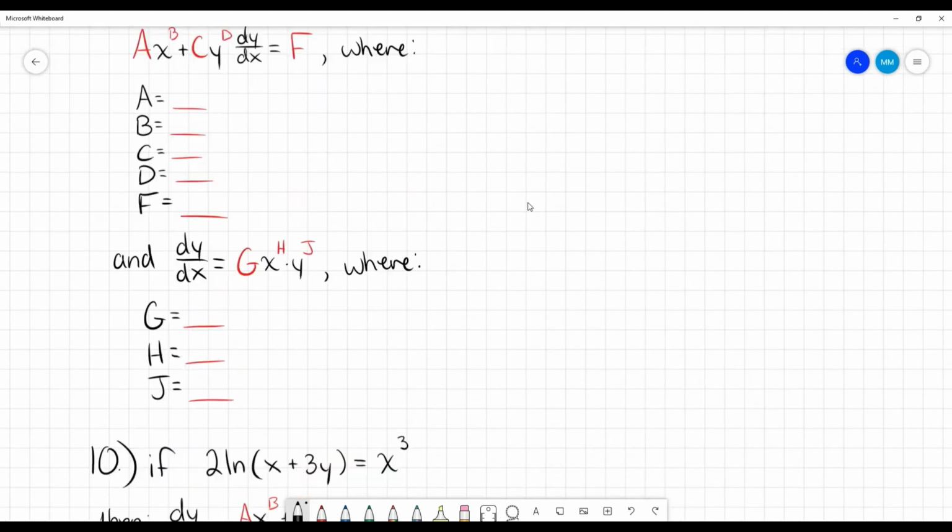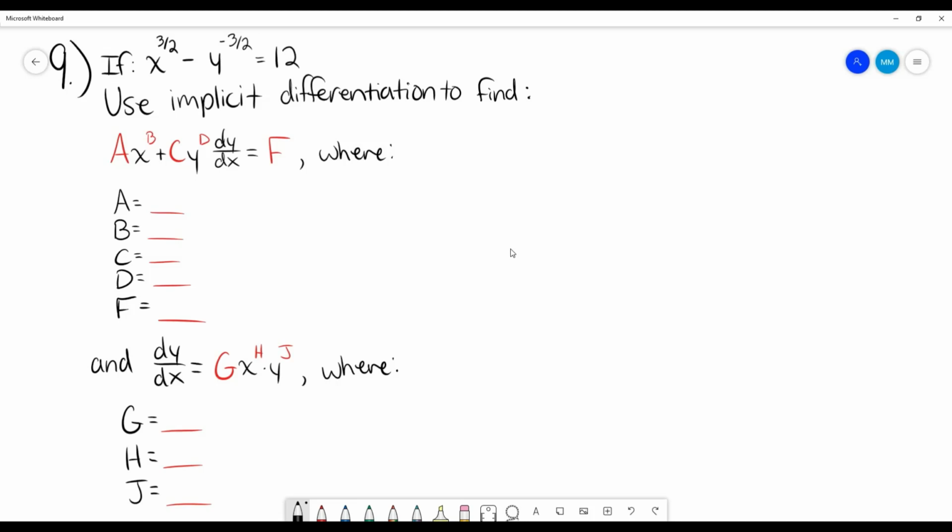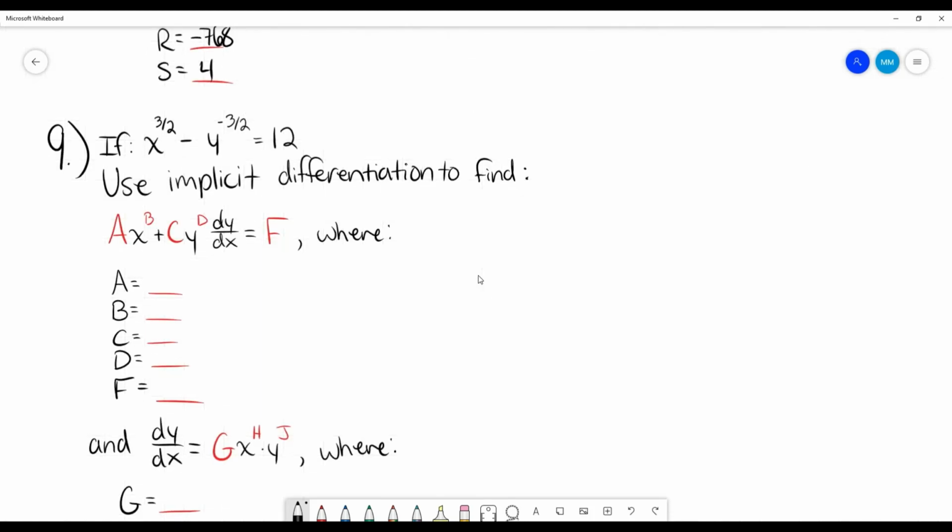Now, number 9 has some implicit differentiation going on. So we're first of all just going to derive this implicitly, just as is, so it stays in pretty much the same terms. So if I've got x to the 3 halves minus y to the negative 3 halves equals 12, well, quite literally just taking the derivative of every term. So we want this with respect to x, because we're going to end up with a dy dx. So we use our power rule. It's going to be 3 halves times x. I subtract 1. 1 is the same as 2 over 2. So it gets me 1/2.